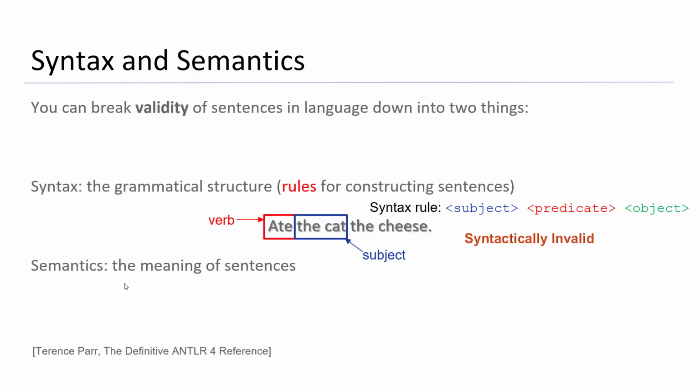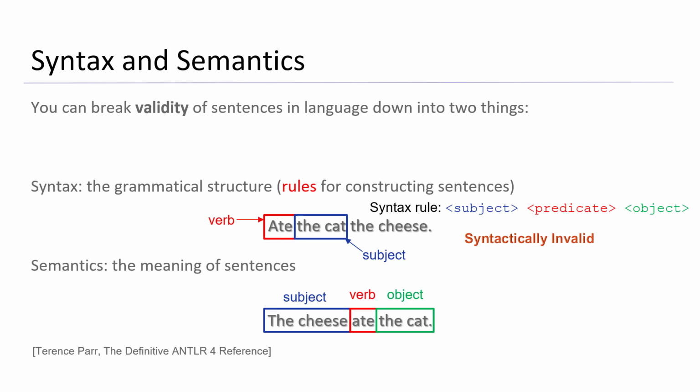What about the following sentence? The cheese ate the cat. So the subject in this case is the cheese, the predicate is the verb ate, and the object is the cat. And in this case, the subject comes before the predicate and the predicate comes before the object. Both the subject and the object in this case are nouns. So the syntax of this sentence is clearly okay.